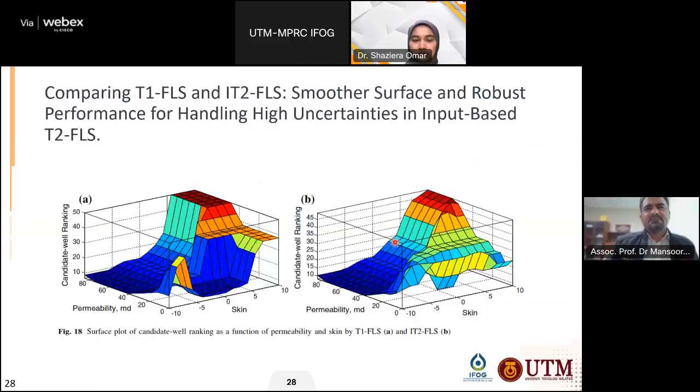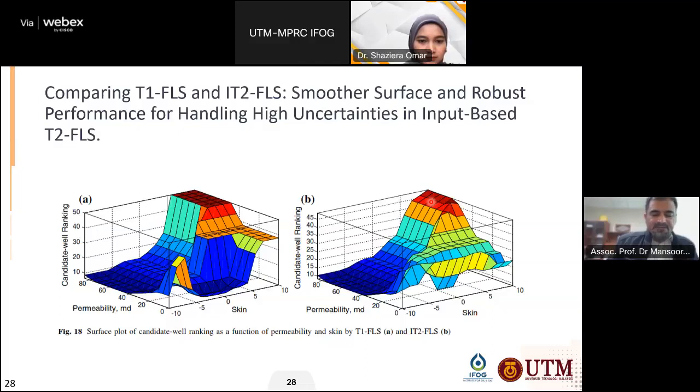So this is also showing how type 2 fuzzy logic can handle uncertainty. This 3D surface plot demonstrates the ranking of candidates for hydraulic fracturing. Of course, we use type 1 fuzzy logic and type 2 fuzzy logic. And then, as you can see, type 1 fuzzy logic is more sensitive to small changes, as you can see here in this case, with small changes leading to large output changes.